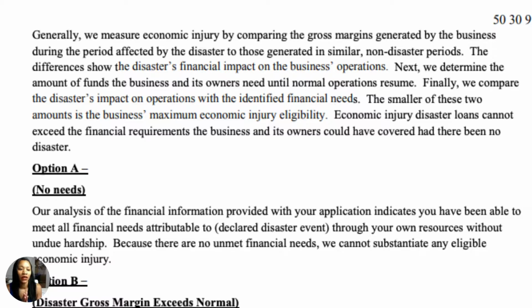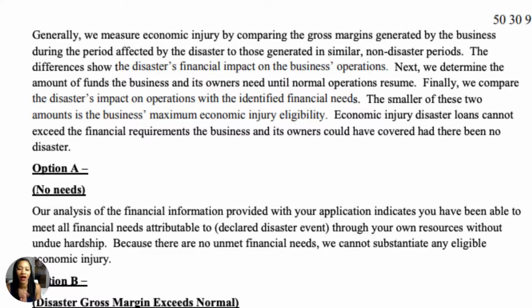Okay, so generally we measure economic injury by comparing the gross margins generated by the business during the period affected by the disaster to those generated in a similar non-disaster period. So Q1 was the first initial disaster of 2020. They will measure it against Q1 of 2019. Or for the second quarter of 2020, they'll pull that information, which is your gross margins, and compare it to Q2 of 2019. Okay, so that's basically what it is.